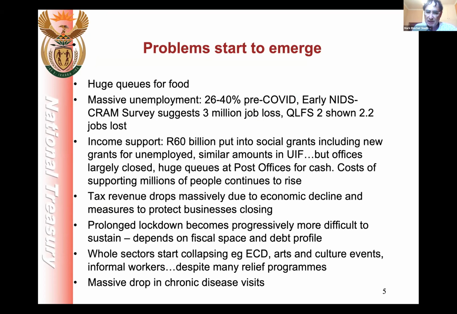Government is putting 60 billion into social grant supports, including new grants for the unemployed, and similar amounts into unemployment insurance. But at the same time, because of this lockdown, many of these offices are closed, with huge queues at post offices, which pay some of our social grants, and the costs of supporting millions of people continue to rise week by week. At the same time, tax revenue is dropping massively, both due to the economic decline and measures to protect business closing. So this prolonged lockdown became progressively more difficult to sustain from various approaches.